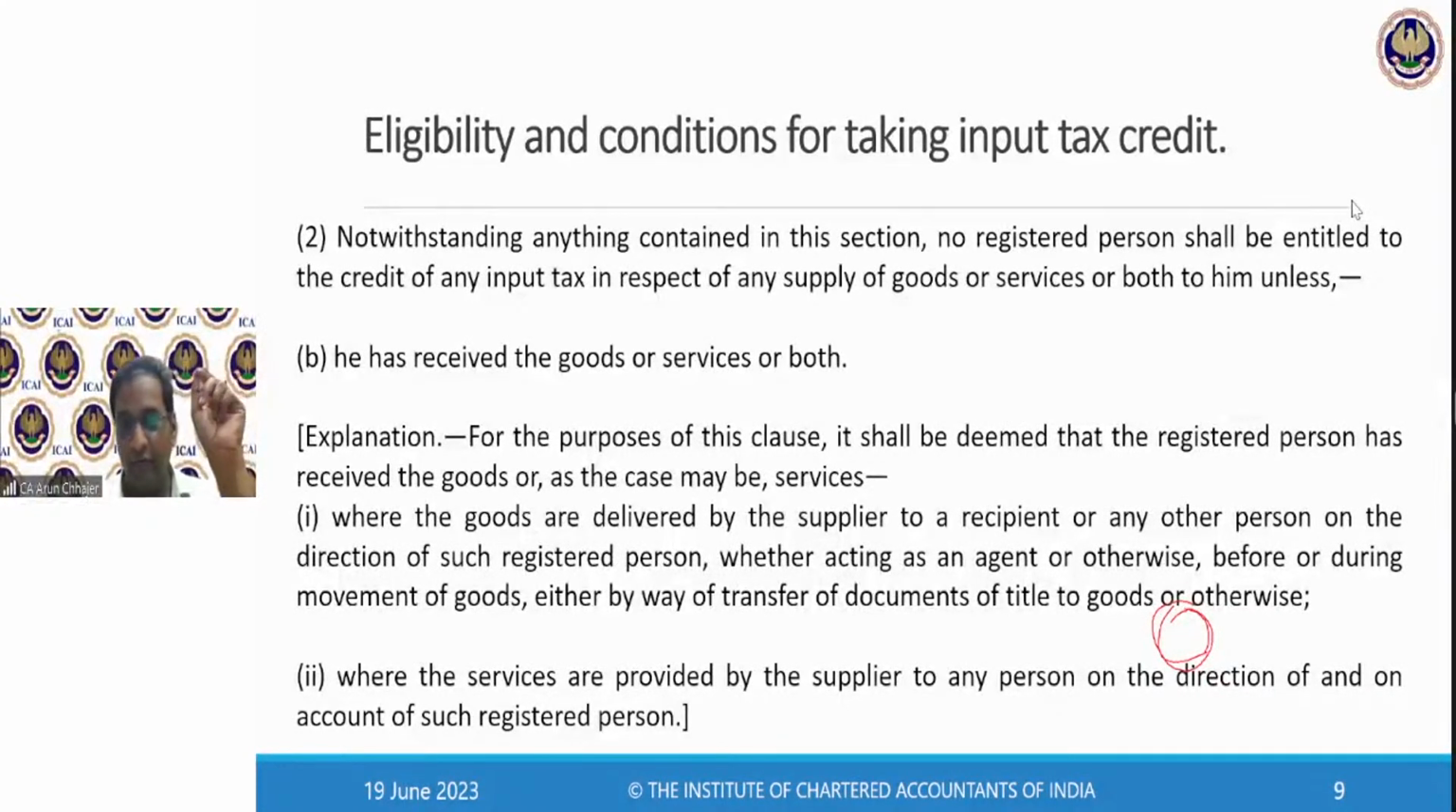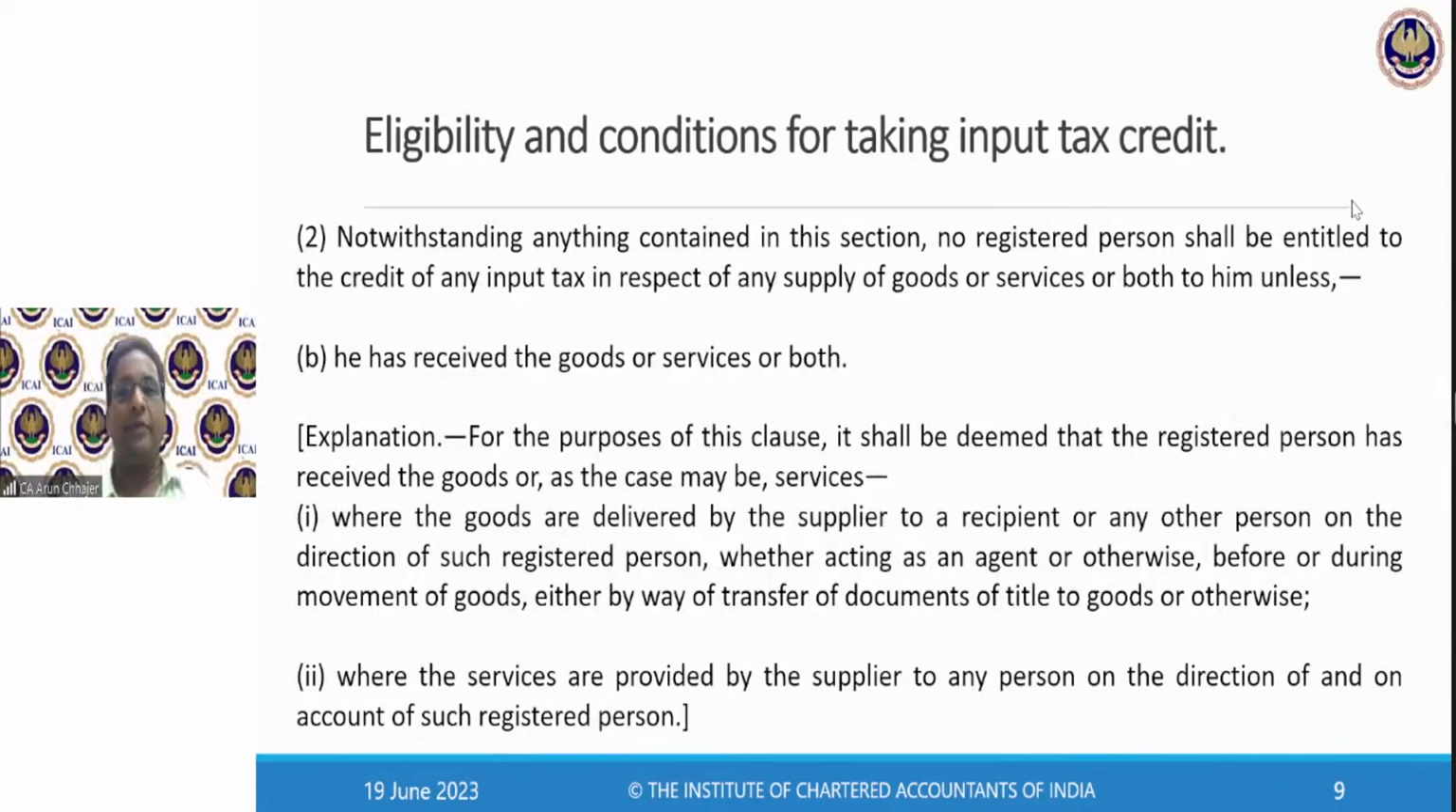Who knows what is the bill to ship to model? How many participants know about the concept of bill to ship to model in the GST? Why am I talking about it? Because it is linked to the clause which we were discussing.